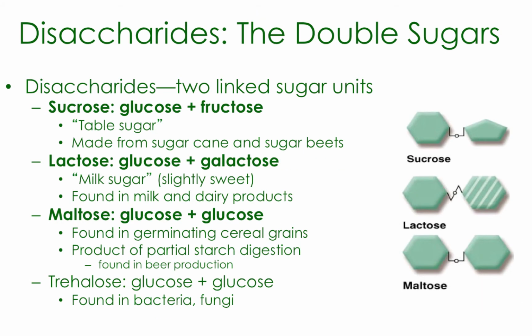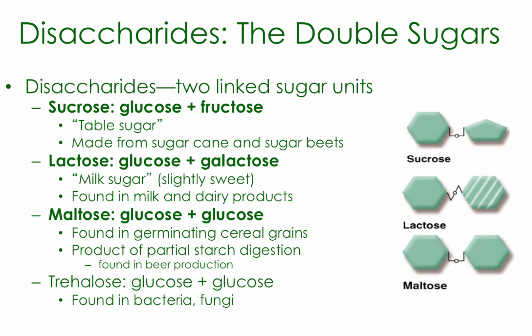And that brings us to our disaccharides. These are our 2 linked sugar units. Of course, sucrose is glucose and fructose, our table sugar. Lactose is glucose and galactose. Maltose, of course, is glucose and glucose. And trehalose is also glucose and glucose. However, its structure is different to that of maltose, which I'll show you in the next slide.